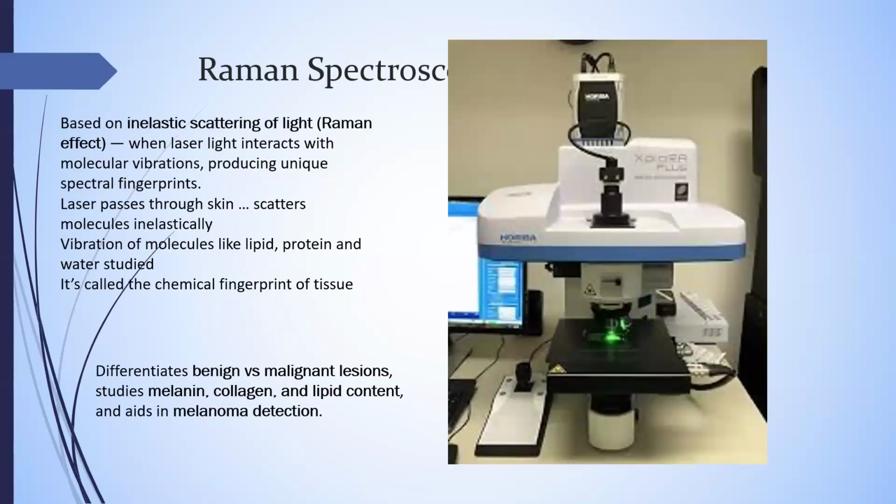And then we have Raman spectroscopy. This is based on inelastic scattering of light. We know the Raman effect, where the laser light interacts with the molecular vibration, producing a unique spectral fingerprint. It's usually called the chemical fingerprint of the tissue. The vibration of molecules like lipid, protein, and water is studied. So this is very important in differentiating between benign and malignant lesions. All right, especially in melanoma, Raman spectroscopy is talked about. And I doubt if even two or three centers in India would have this Raman spectroscope in a hospital setup or in a pathological lab setup.